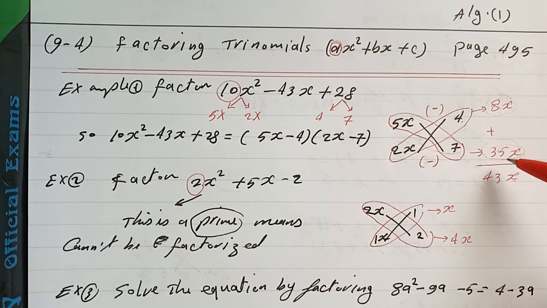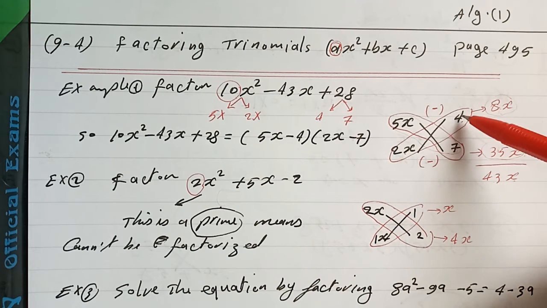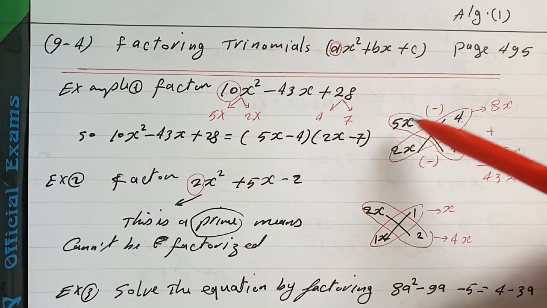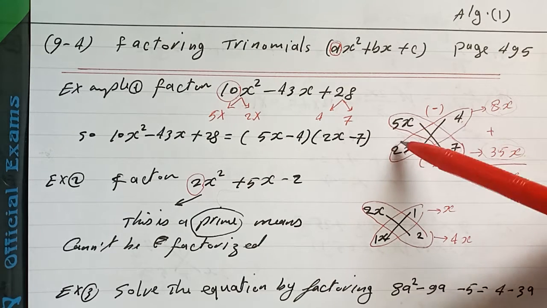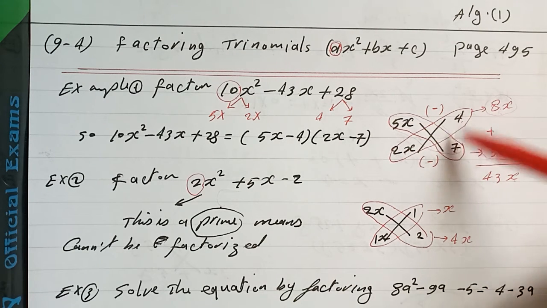What if not? If not, you have to rearrange all this, meaning you can take this 7 and this 4 and change the 5, or you can change the 7 and 4 to be 2 times 14. Many other trials you have to try.